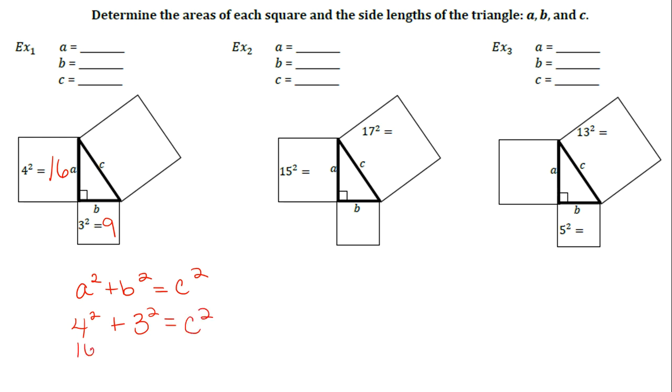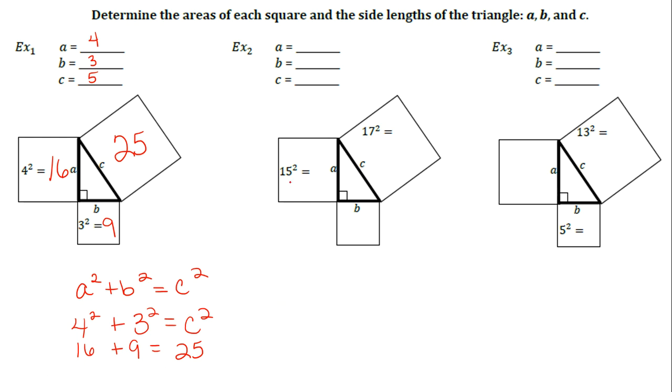So we have 16 plus 9, and that gives us 25. So this large area is 25. Our a value is 4, and our b length is 3. Now, to get the c length, we know that the area of c squared is 25. So we simply take the square root of 25 to get the value of c. The square root of 25 is 5.